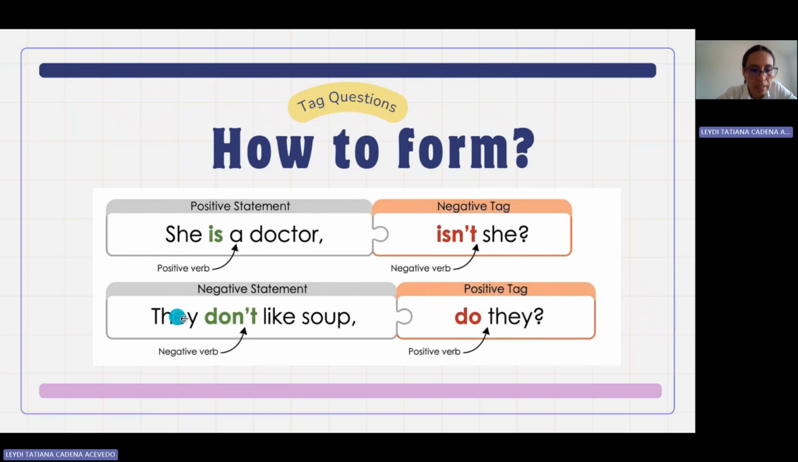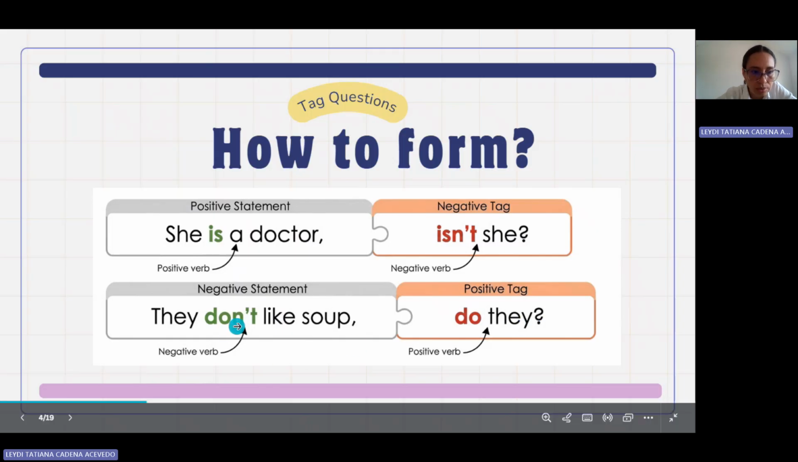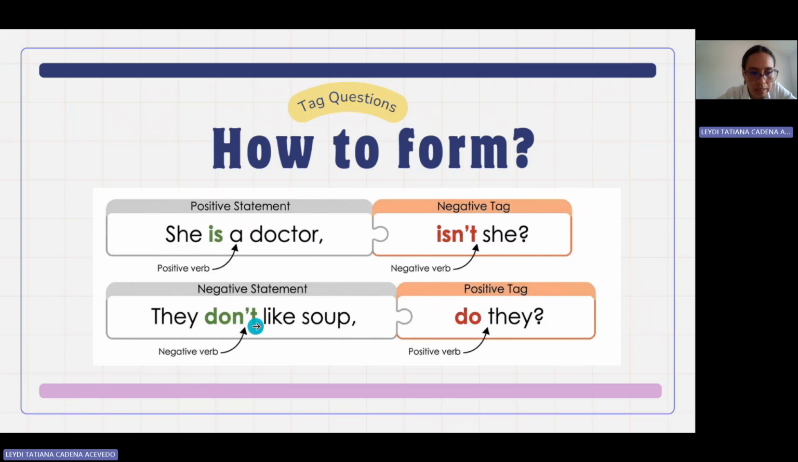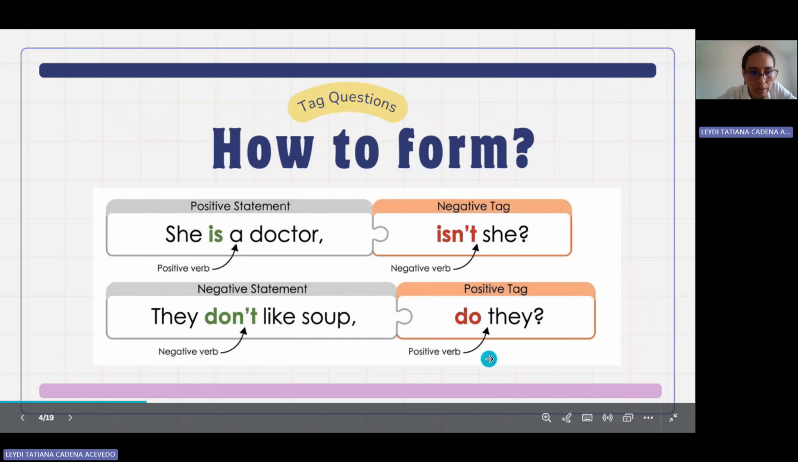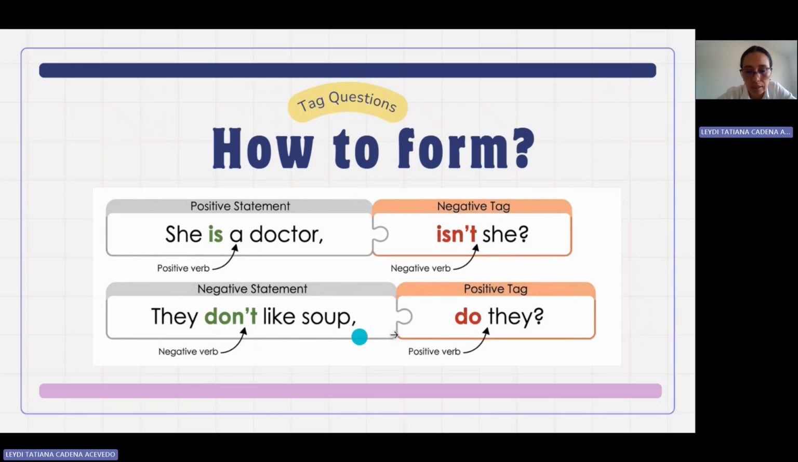Now, they don't like soup. They is the subject. It goes at the end. And don't is the auxiliary. It is negative. We change it to positive. Don't they? Ellos no les gusta la sopa, ¿cierto?